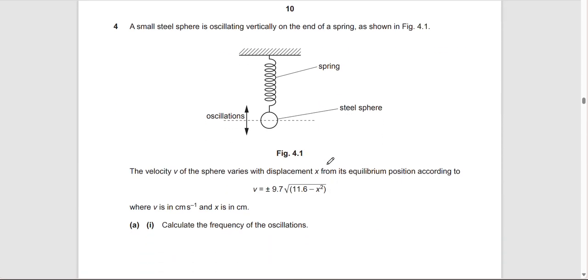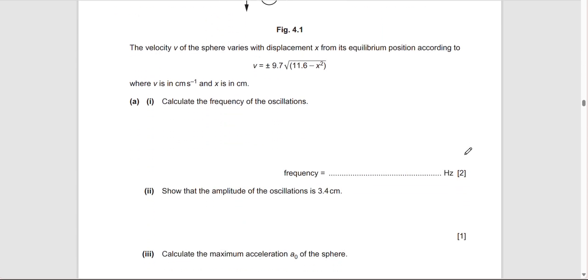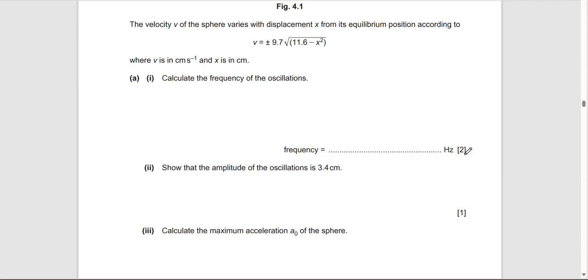Okay, number 4. A small steel sphere is oscillating vertically on the end of a spring, as shown in Fig 4.1. They are the oscillation, the spring, and the steel ball. The velocity v of the sphere varies with displacement x from its equilibrium position according to this equation there, where v is in centimeters per second and x is in centimeters. Calculate the frequency of the oscillation.